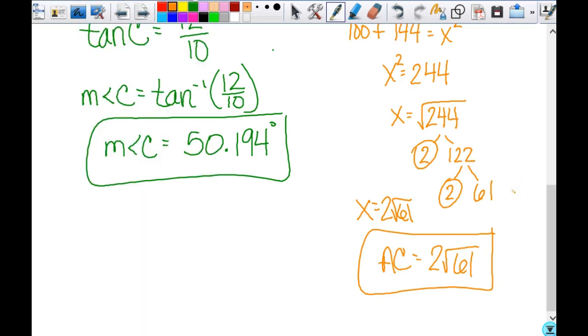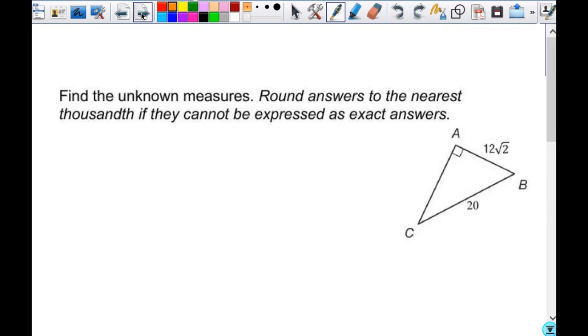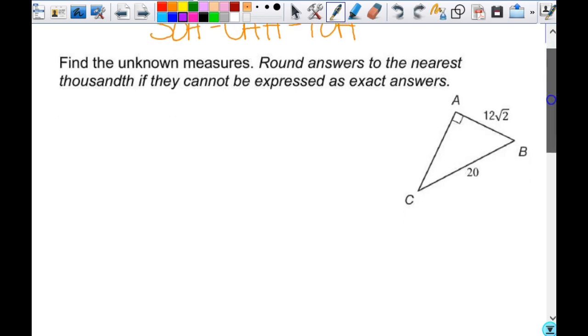All right. So next page. What do I need to write at the top here? SOHCAHTOA. Right. So it says find the unknown measures, round the same directions. Round to the nearest thousandth if they cannot be expressed as exact answers.